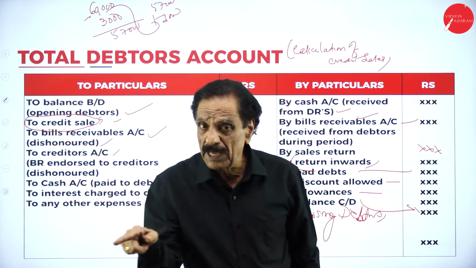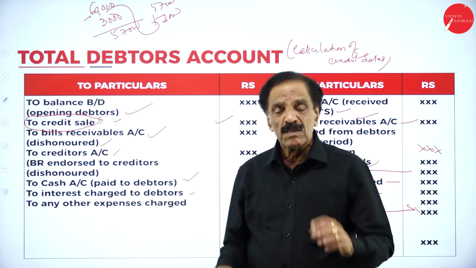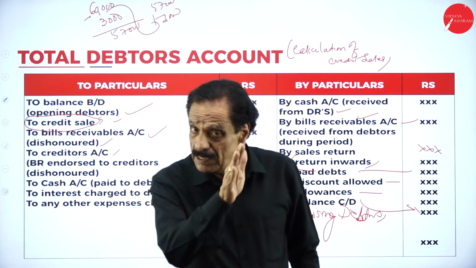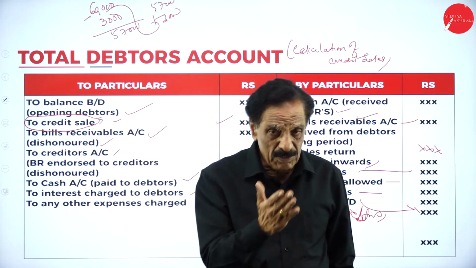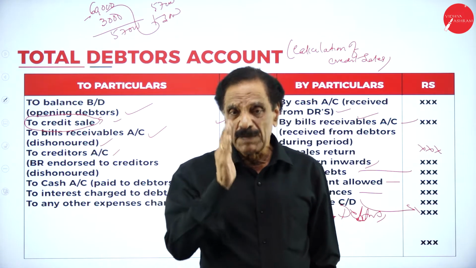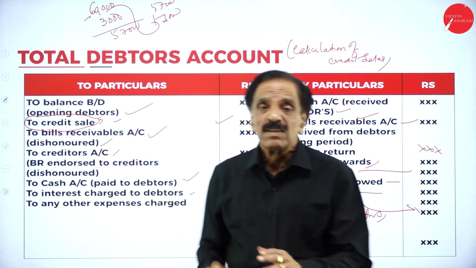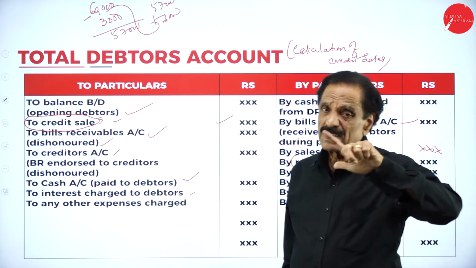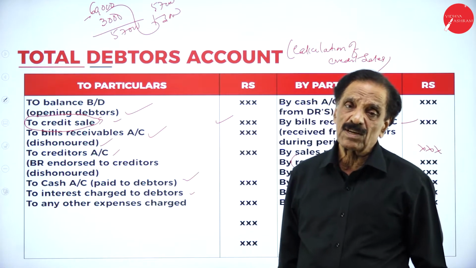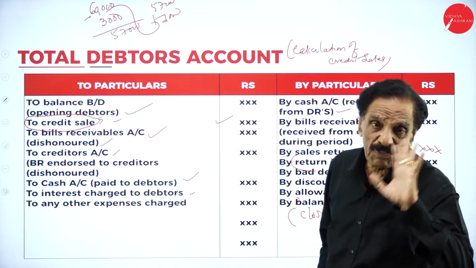Cash paid to supplier, interest or charge on the customer. Credit side: by cash account received from the debtor, by BR received during the year, by bad debt, by sales return, by discount allowed, by balance carried down, closing debtor. If the closing debtor is given, the difference is the credit sale. If the credit sale is given, the difference is the closing debtor. So this format you have to learn once again. This is the first format.